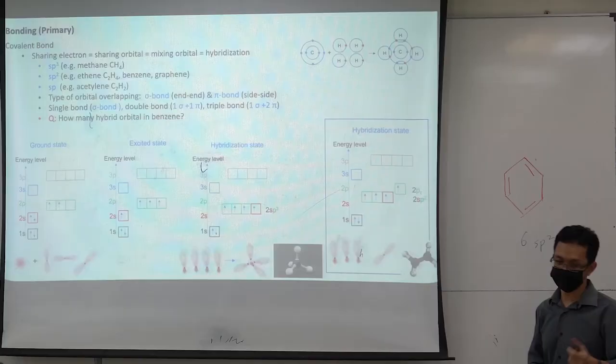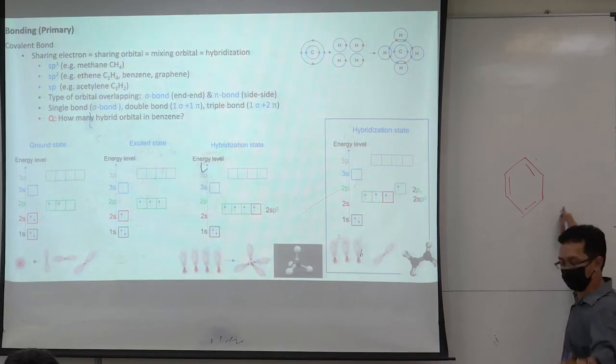But yes, I asked you how many hybrid orbitals, but then I want to ask you a further question. SP2. Okay, this is not right. I mean, yes, that's right, but it does not fully answer the question. The answer is 18.